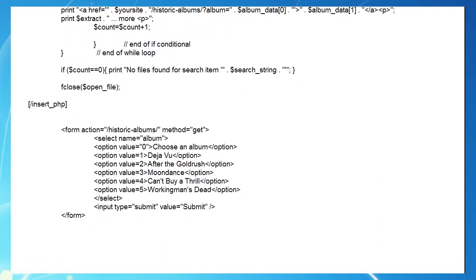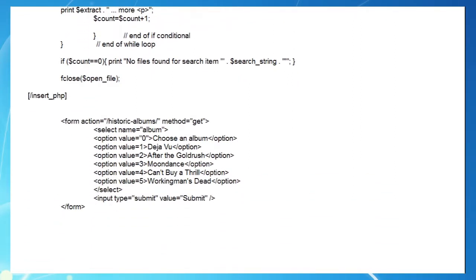To provide an alternative way to view our albums, we've also added a drop-down menu, which again is just like the others we've used, except for the different action page and the album titles in the options list.